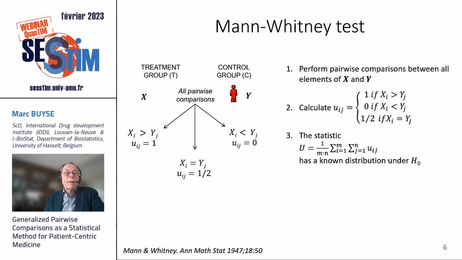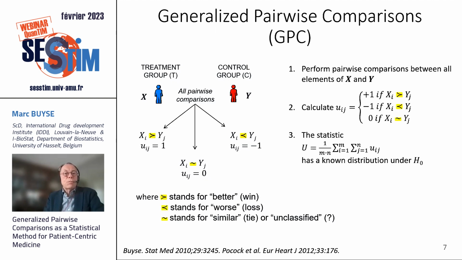In fact, this sum has a known distribution under H0, and this statistic Q is exactly the same as the Wilcoxon statistic. So we have two different tests. Again, they use two different approaches, but they come to the exact same test statistic U, which has the same distribution. So the idea of this talk is to generalize this concept and to go beyond the Wilcoxon Mann-Whitney test. How can we generalize this?